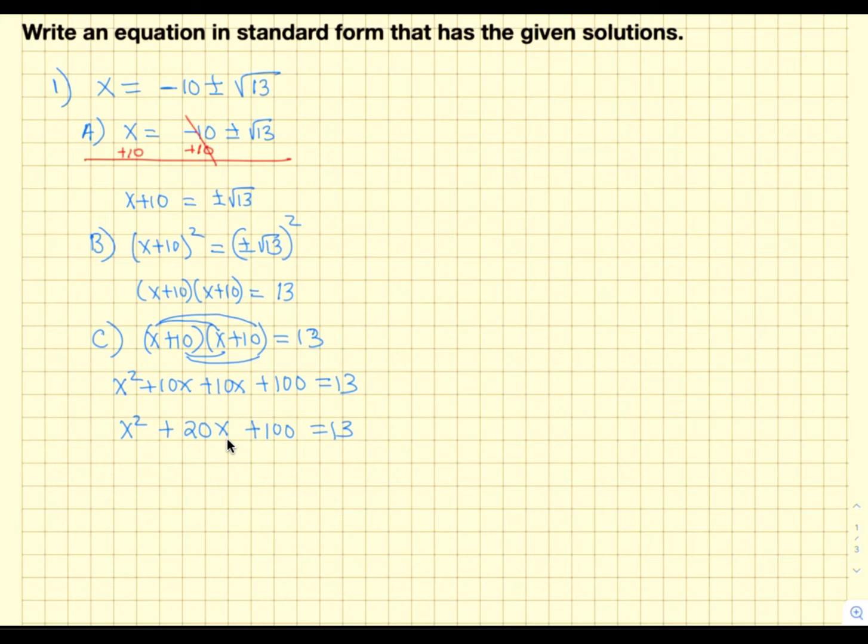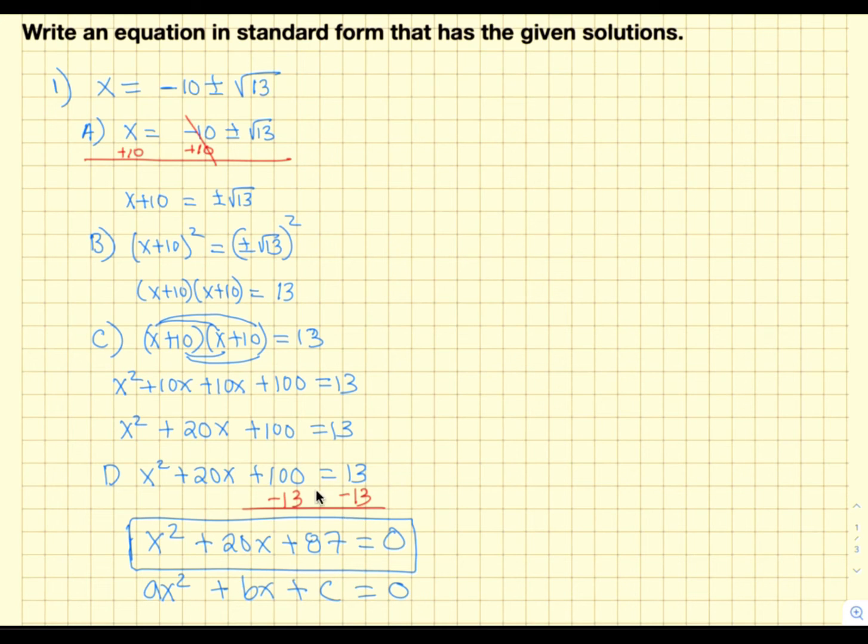Now, in standard form, you want everything on the left side and you want it to be equal to 0 on the right. So now what we want to do is to get rid of the 13 to make it 0. So let's subtract 13 from both sides. That ends up being 0 on the right. 13 minus 13 is 0. And then 100 minus 13 is 87. So we have the equation x squared plus 20x plus 87 equals 0. And that is in standard form, which of course is ax squared plus bx plus c equals 0.